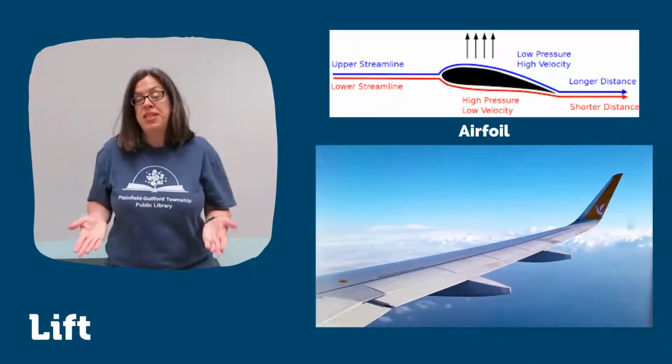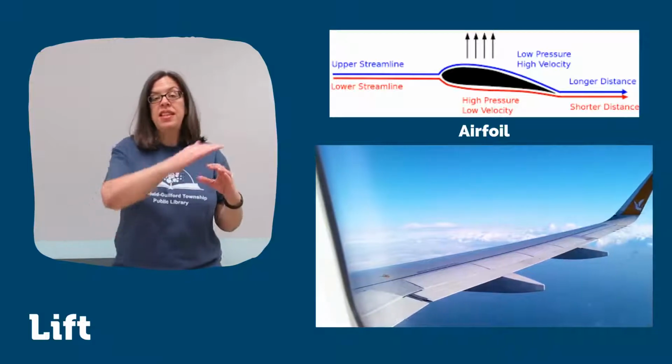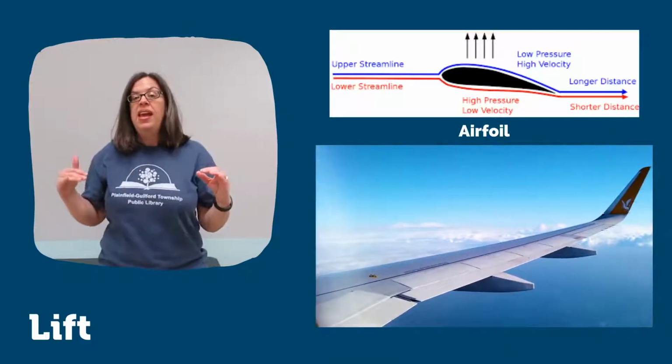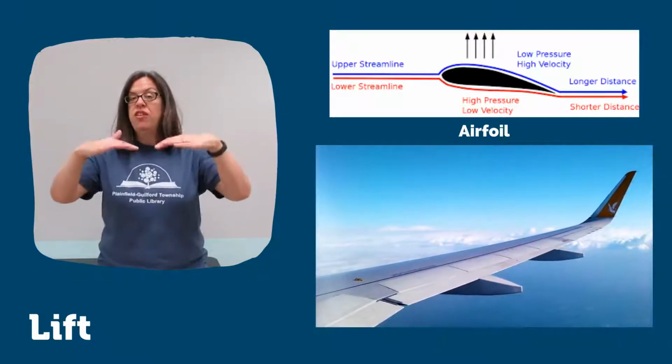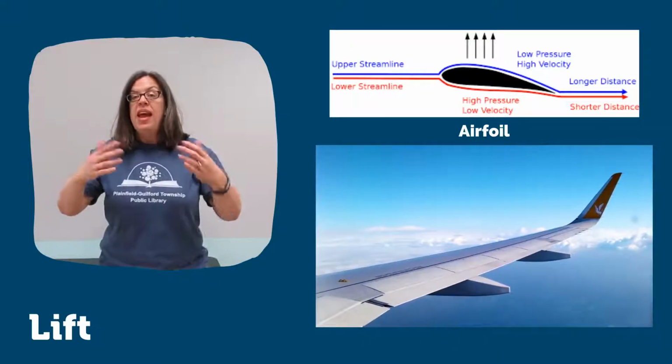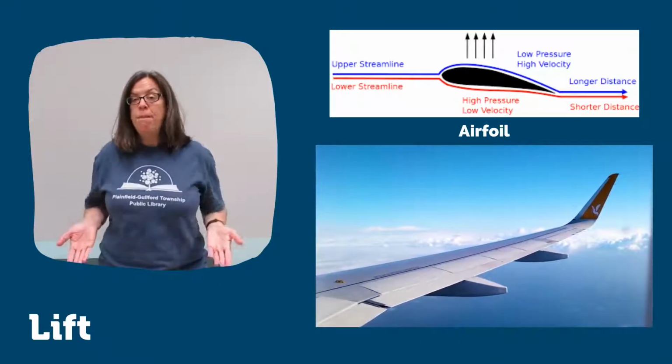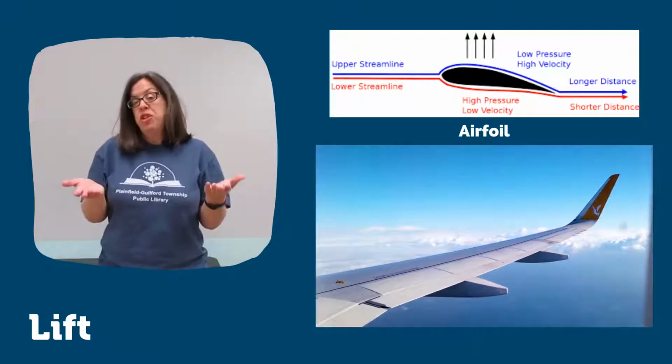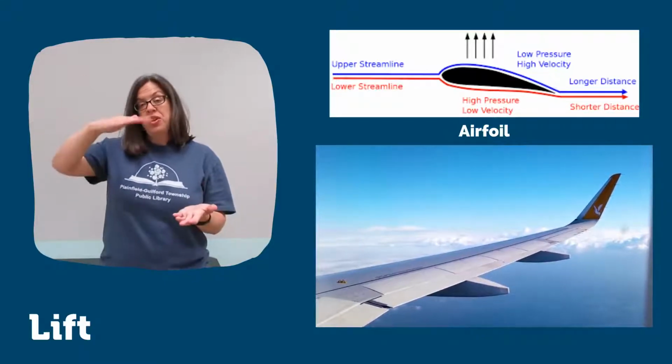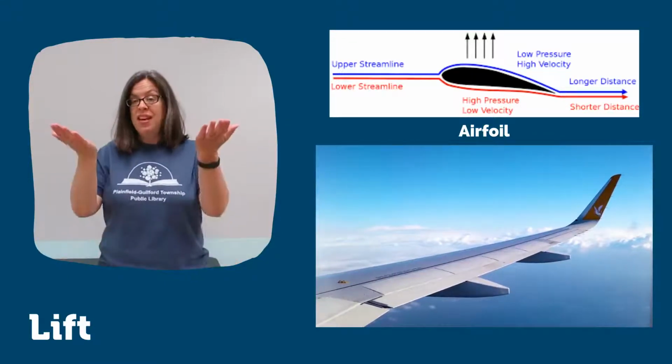Airplane wings have this specific shape because it causes the air to flow around the wing in a way that reduces the pressure of air above the wing, and it increases the pressure of the air below the wing. If the pressure below the wing is greater and the pressure above the wing is less, then the wing will lift up.